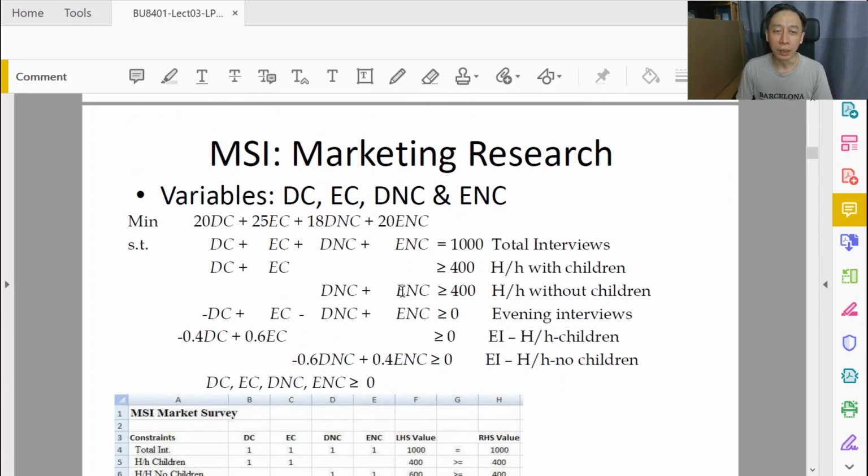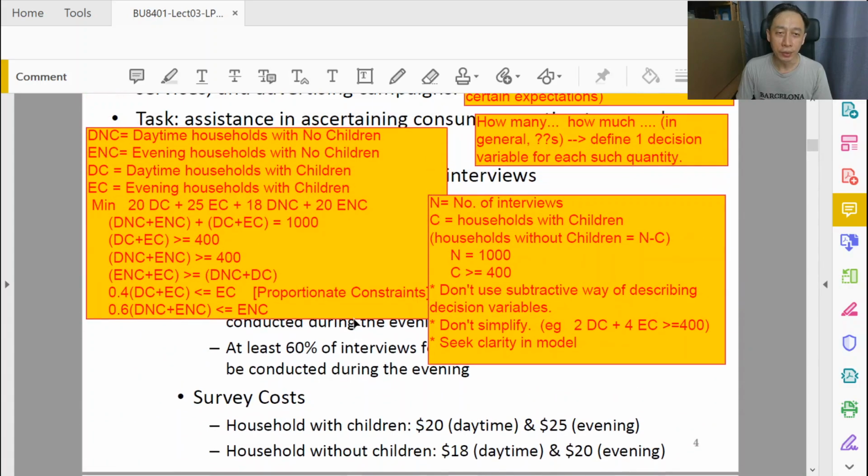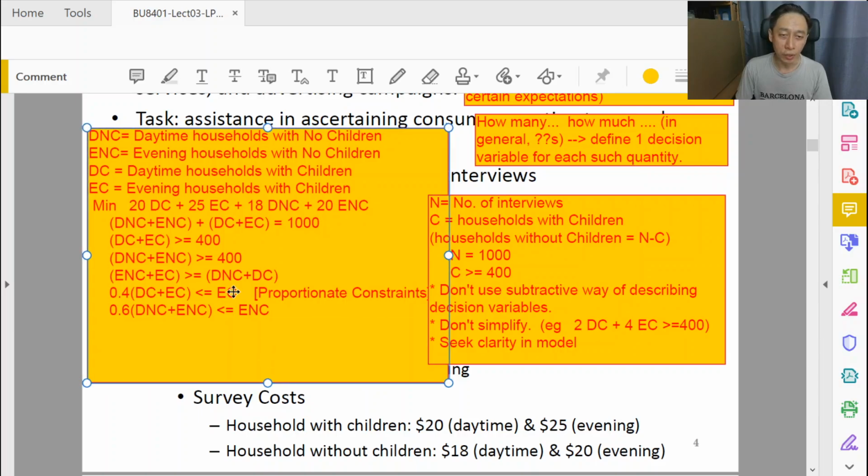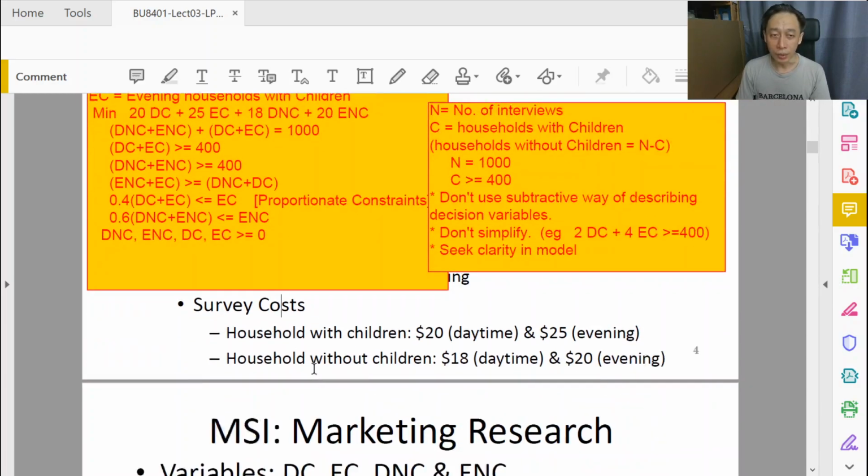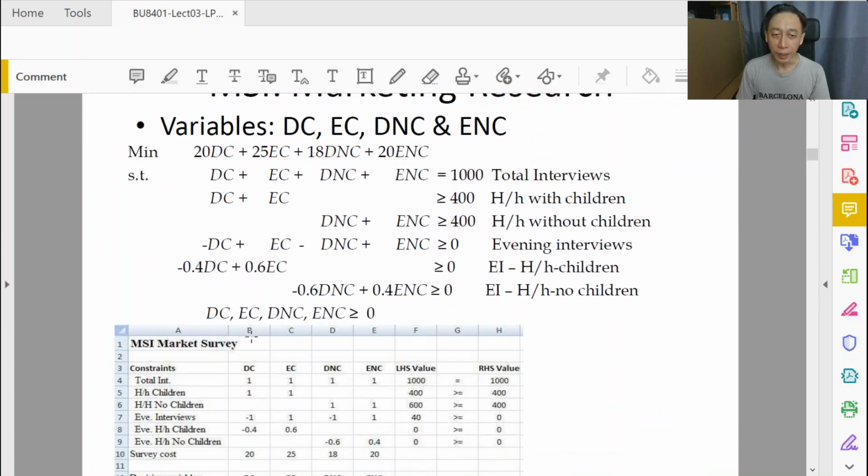All right. So of course, between this version and the previous version that I made up, it is okay to leave your proportional constraints in this form, because it is clear that we do have 40% as our minimum amount. But what is missing here is definitely the non-negativity constraints. So we need to say something like DNC, ENC, DC, EC greater equal to 0. This is important, and we should always keep in mind to put in the non-negativity constraints. Okay, as we have here.